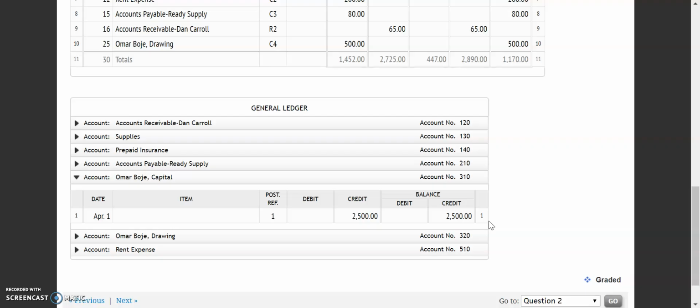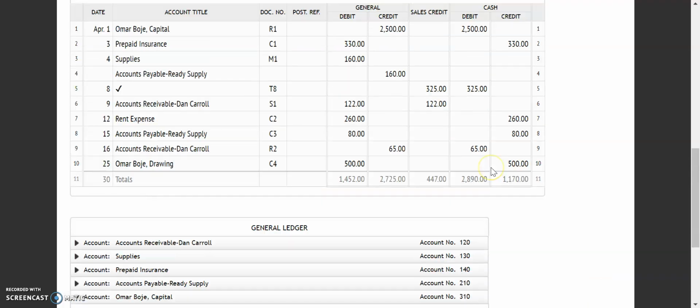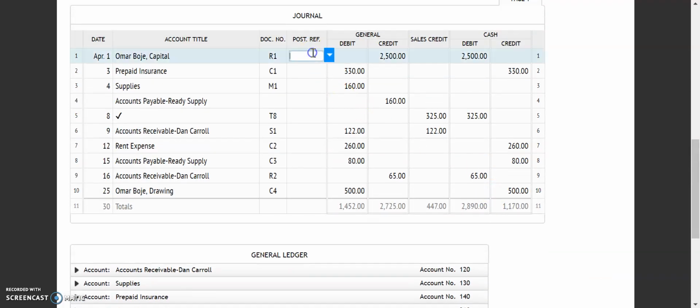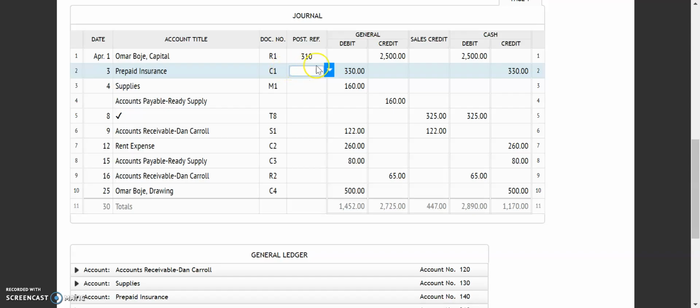Now at this point, many people stop and go on to the next transaction. That, however, is false, because remember, there's a fifth step in the posting procedure, and that is to make sure that you put your account number, which is 310. That goes back up in the post reference column of the journal. That's our way of knowing that, yes, we have posted this line already, and we can move on to the next one. So do not forget to do that.